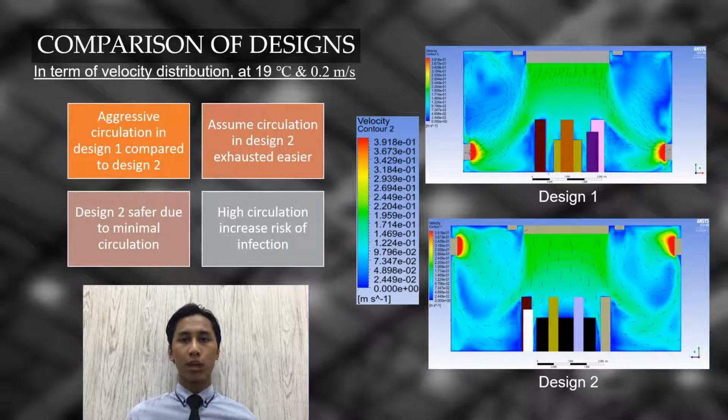Both designs are compared in velocity distribution under the same temperature and velocity, which are 19 degrees Celsius and 0.2 meter per second. It is found that Design 2 has minimal air circulation compared to Design 1. It is assumed that the air circulation in Design 2 is exhausted more easily as the position of the exhaust vent is at a high level where the exact region of air circulation occurs. It is found that when air circulation is minimal, the risk of infection is decreased. Thus, it will provide a safe surgery room for surgical operation.